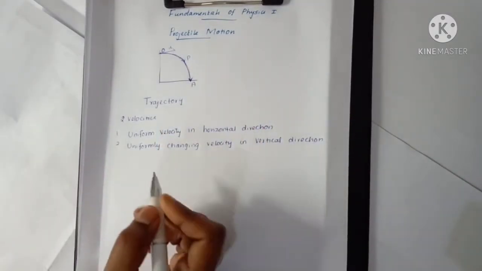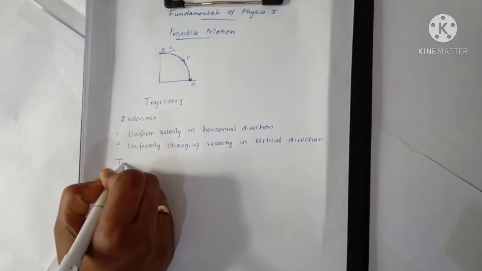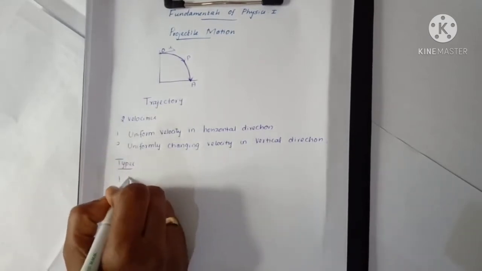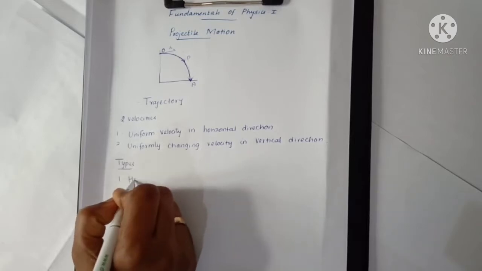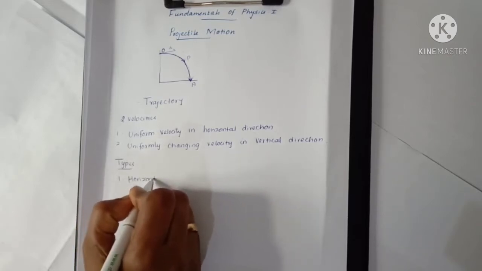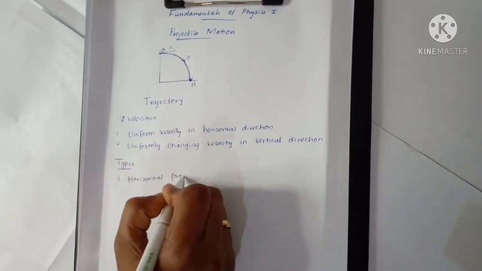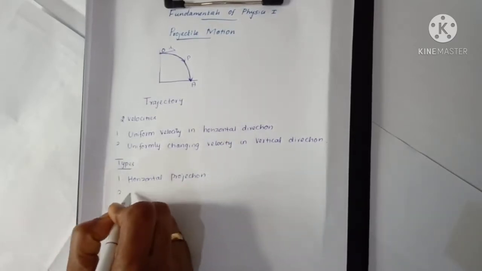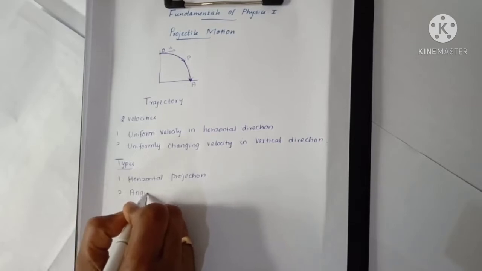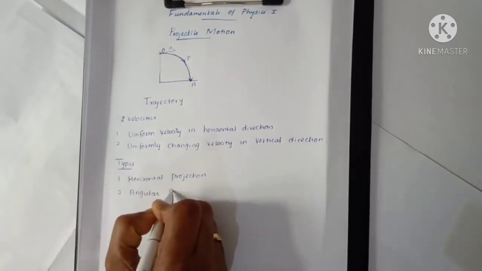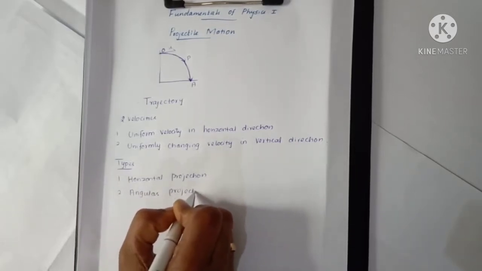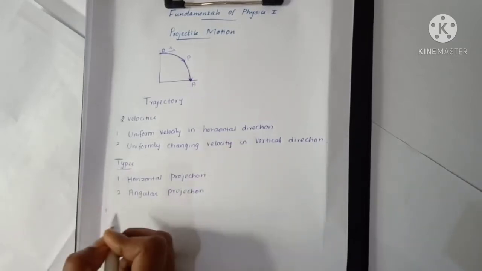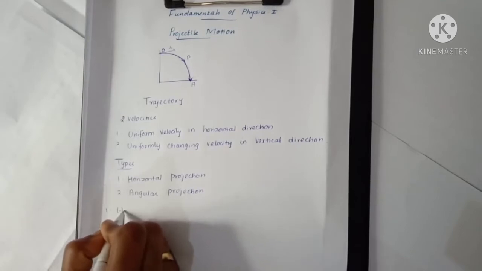There are two types of projectile motion. The first one is horizontal projection, and the second one is angular projection. Let's see them one by one. First is horizontal projection.